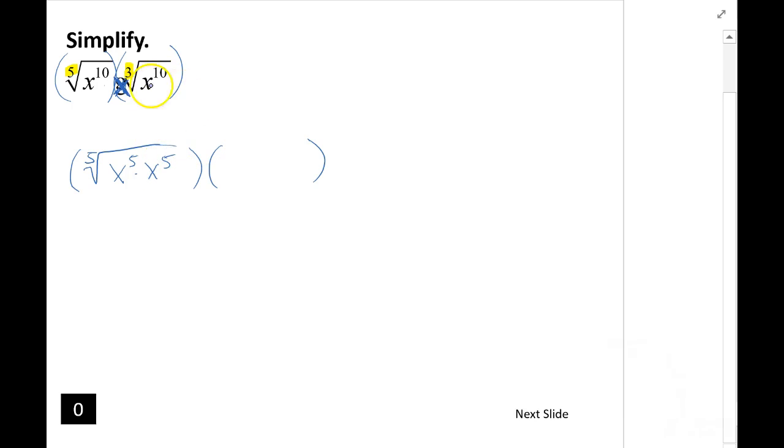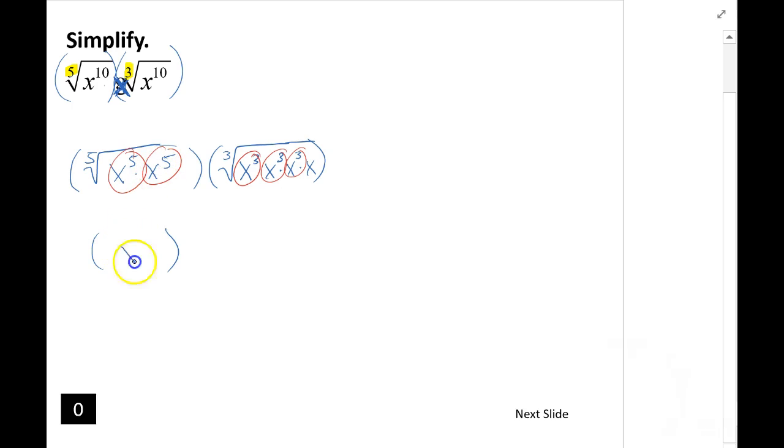Okay, so now let's go to the right. I have x to the 10th again, but now it's a third root. So I'll need groups of 3. So I have a group of 3, another group of 3, that's 6, another group of 3, that's 9, and then one more x. Okay, so now here I have 1, 2 groups, and over here I have 1, 2, 3 groups of 3.